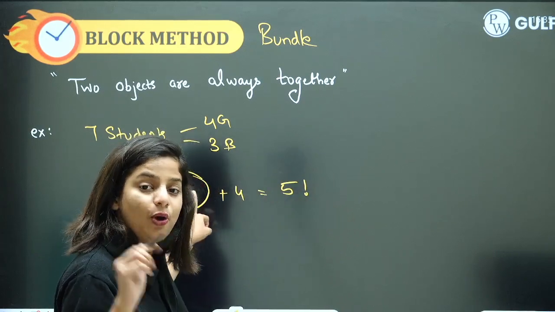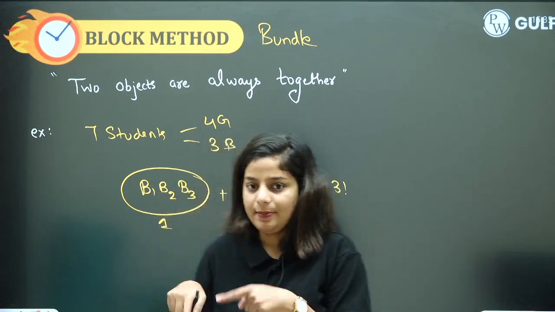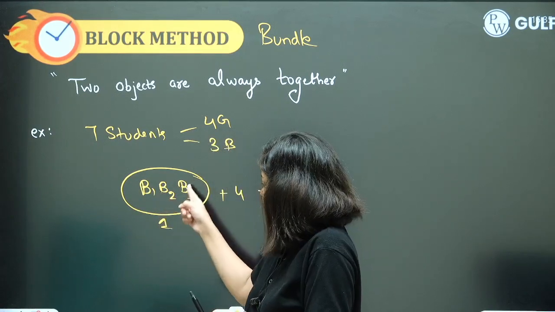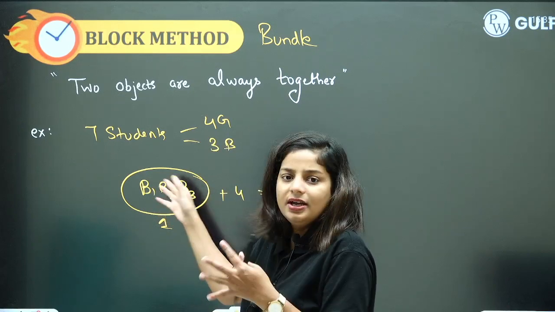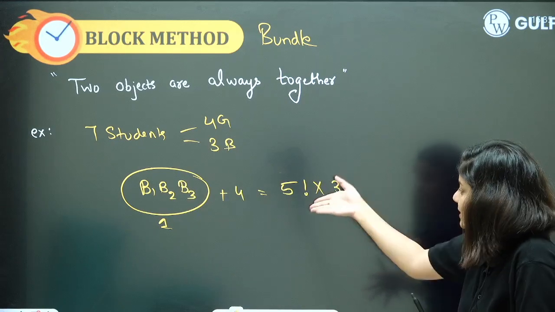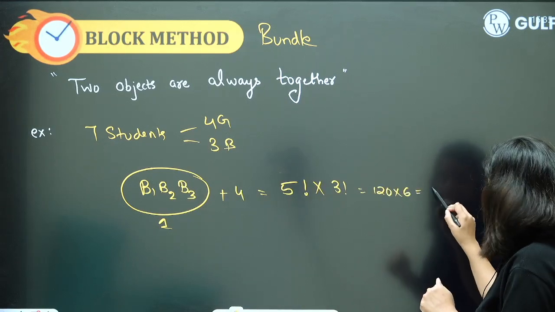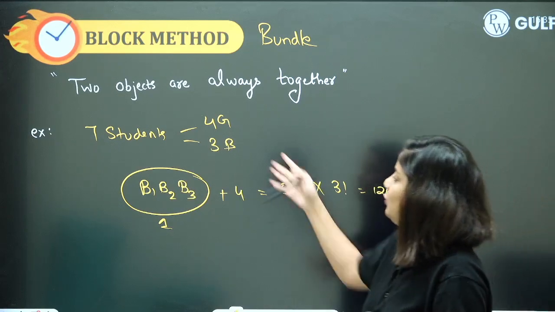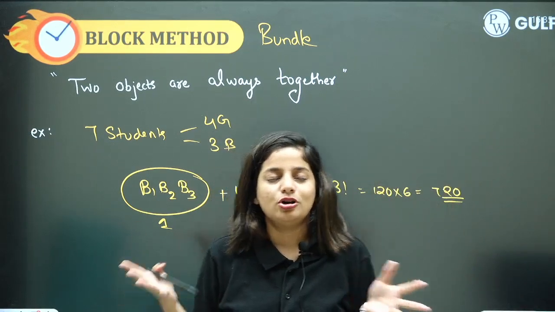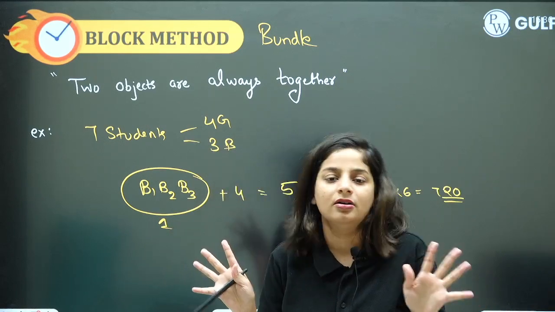Well, these 3 boys will also arrange. Do you agree? They are not going to keep quiet. They will keep arranging amongst themselves. B1 comes here, B3 comes there, B2 comes here. They will keep shuffling amongst themselves. So these 3 objects will arrange in 3 factorial ways. The total is 120 into 6, that's 720 ways in which these 4 girls and 3 boys can sit in a library such that boys are always together.